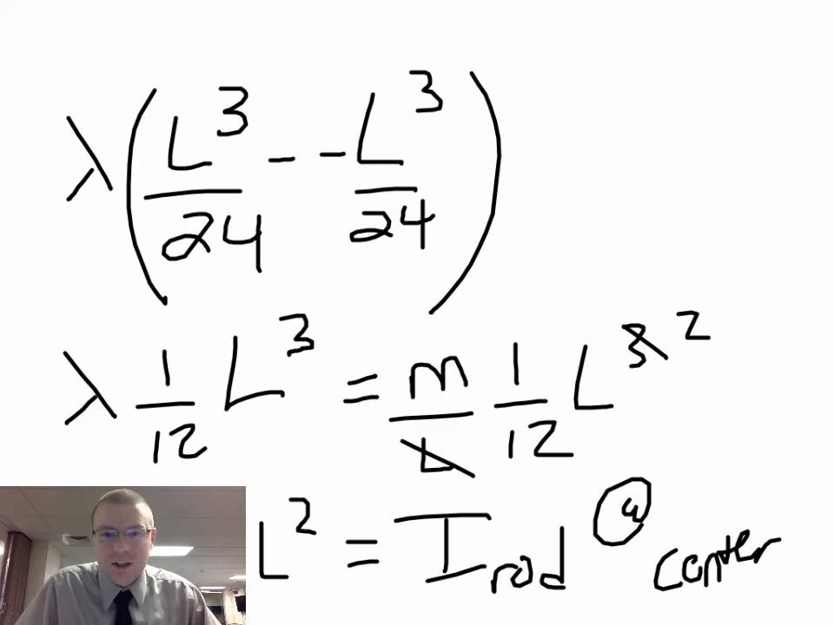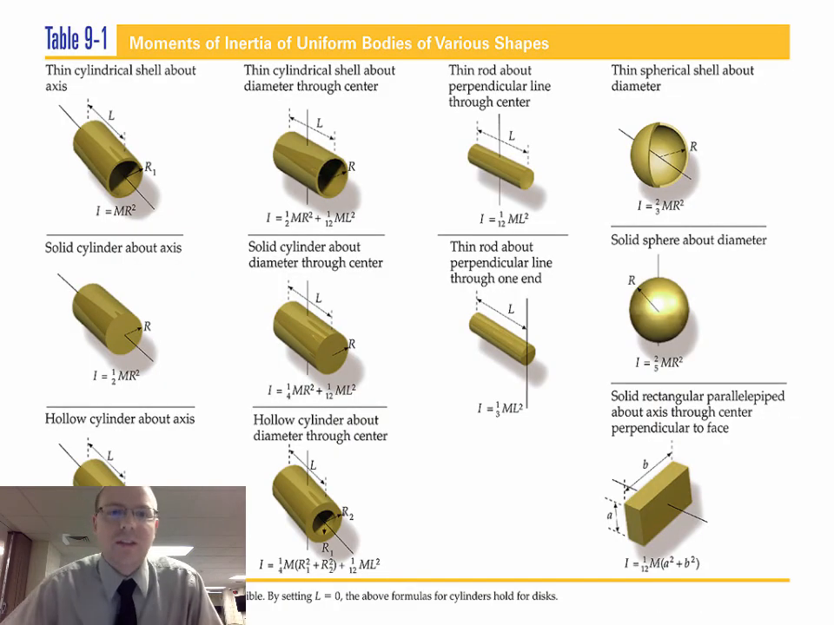However, if you check in your books at table 9.1, there is a table listed for several objects that have uniform shapes, and they've already calculated the moments of inertia for them, like the thin cylindrical shell. It's just mr squared. The solid cylinder is 1/2 mr squared. You can see if there's a thick wall, you get the hollow cylinder about its axis. Let's go over to the rods.